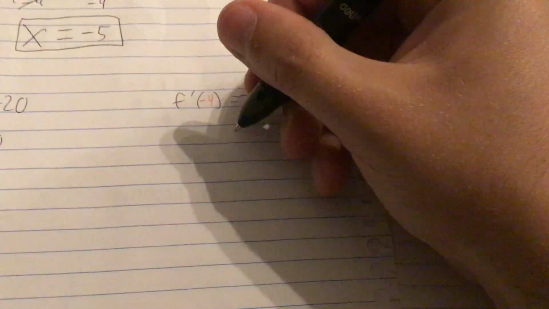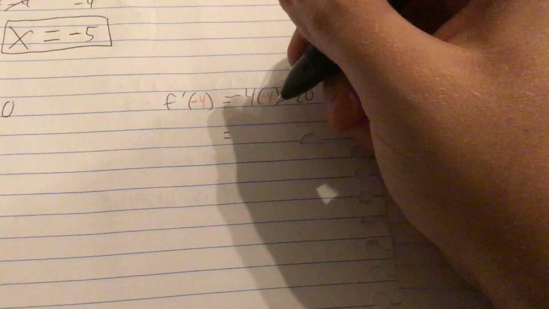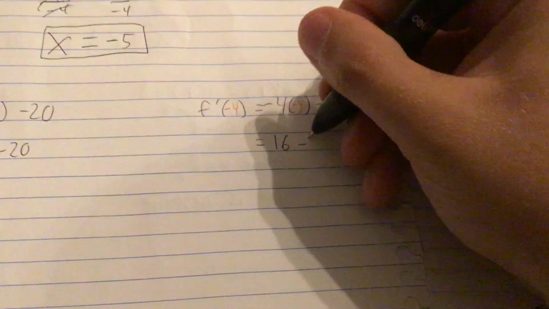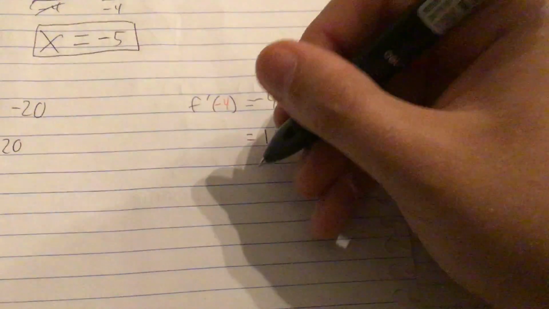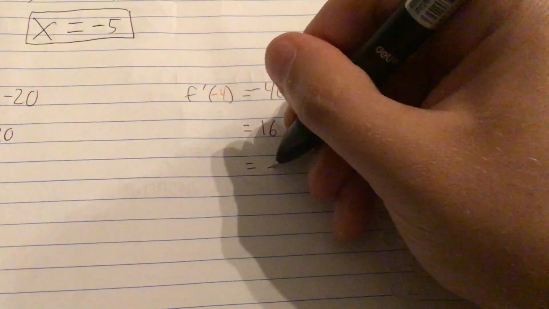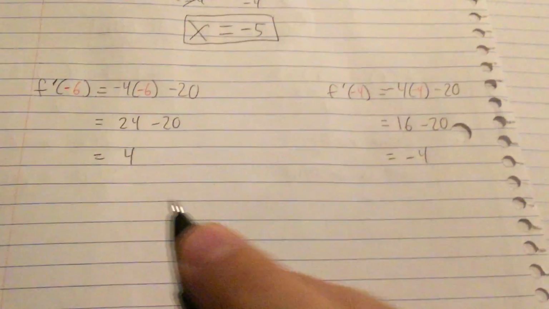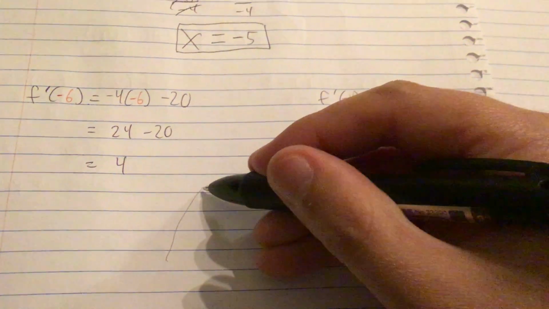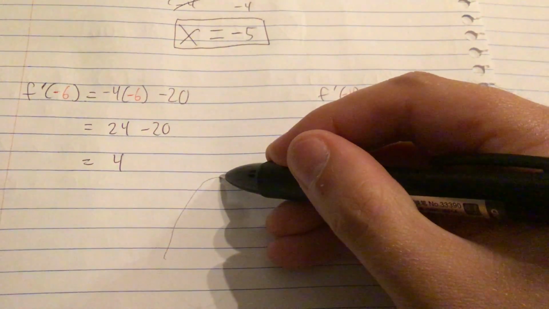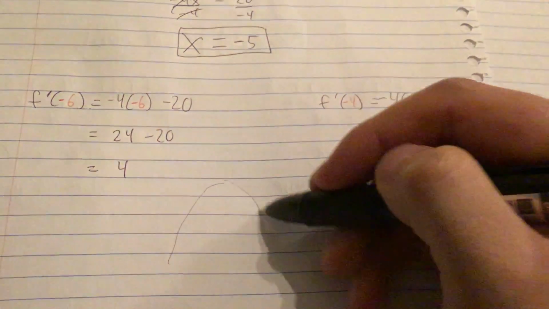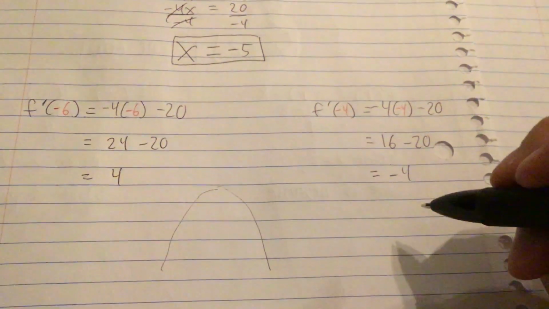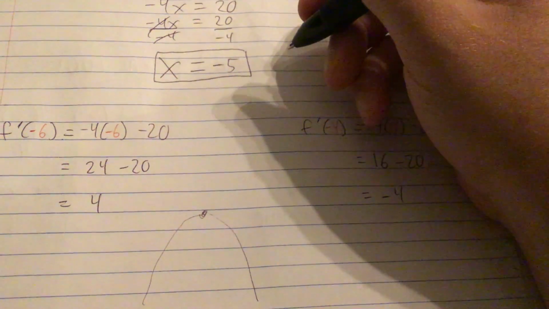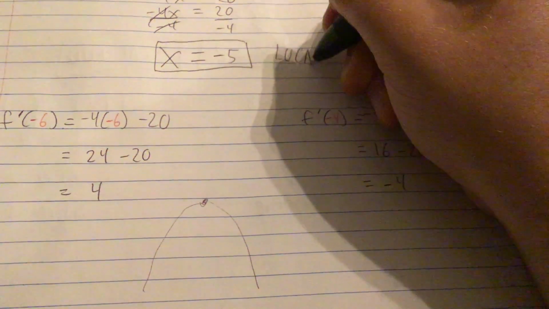And then over here, negative 4 times negative 4 is positive 16 minus 20. I don't care too much about the number, but I do care about my slope being negative. So before my critical point, my slope was positive. Then at my critical point, it flattened out. And then it fell to negative. So this tells me that the critical point is a local maximum.